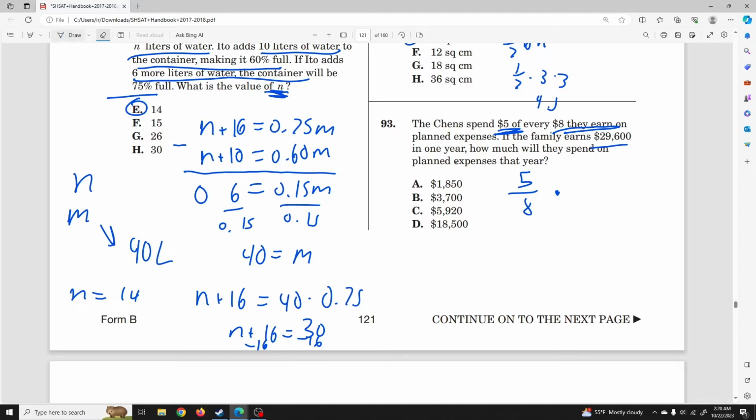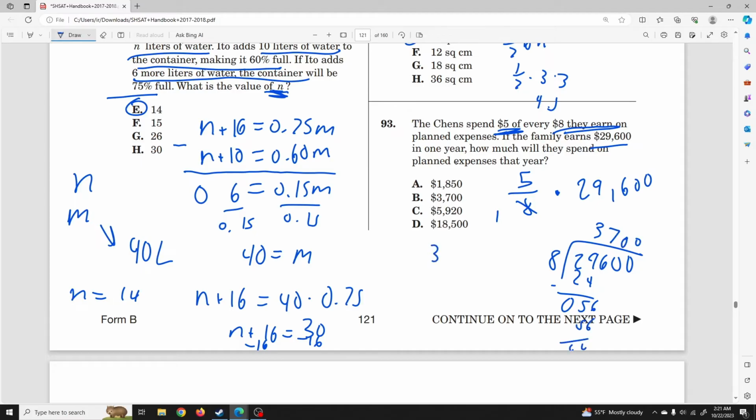Called it. So 5/8, if they spend 5/8 of what they earn, and they earn $29,600, we could just multiply that to get how much they spend. So to divide by 8, just to simplify, 29,600 divided by 8 gives 3,700. So we know that this is equal to 3,700 times 5 over 1. So this times 5 is 18,500, which is choice D.